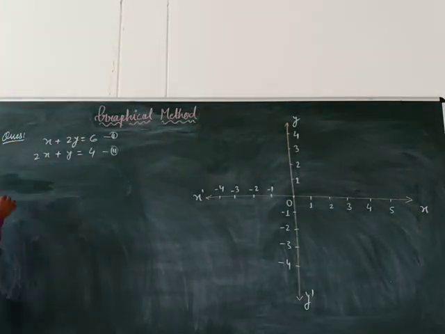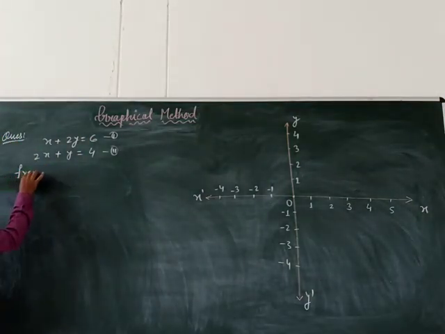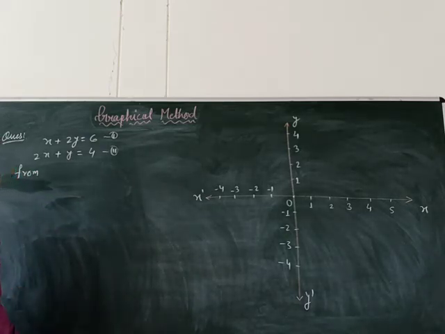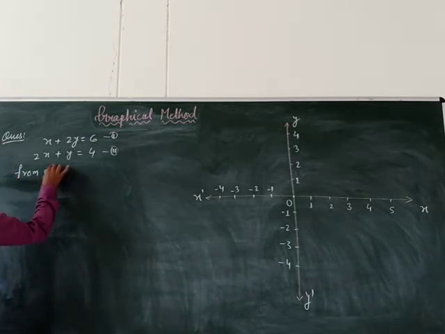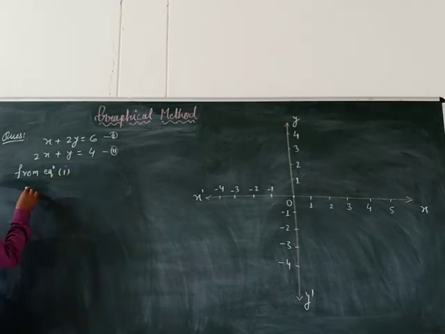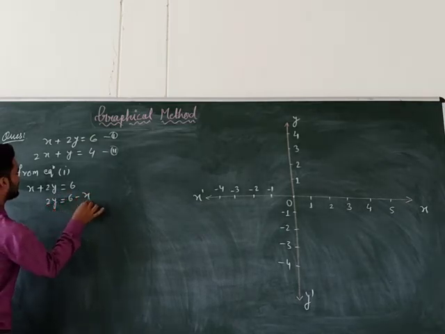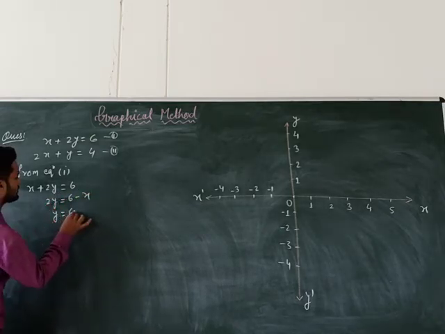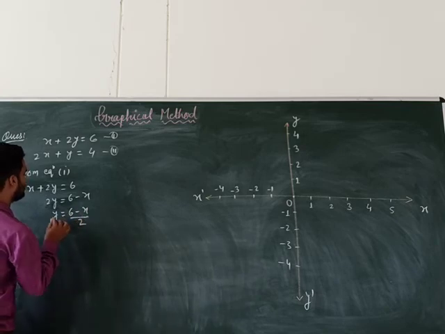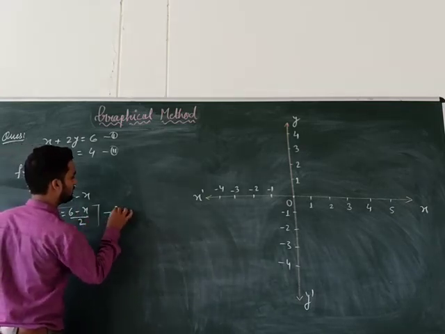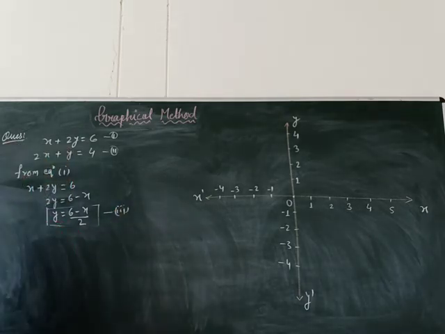So now for solving this, you take one example. Suppose we are finding out for the first equation, that is from equation first, x plus 2y is equal to 6. So 2y is equal to 6 minus x, y is equal to (6 minus x) upon 2. This will be our equation third, as we were doing in the substitution method.